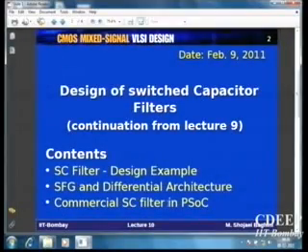Okay, so today we will continue with yesterday's lecture and the continuation of the design example. When we finish, after that we will talk about signal flow graph and differential architecture of switch capacitors, and then finally an example of a commercial switch capacitor filter in PSOC, programmable SOC. So I will just give a quick review of yesterday's lecture.